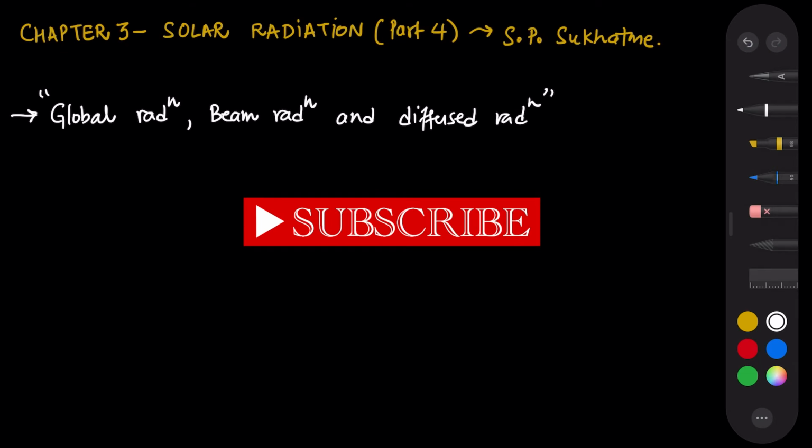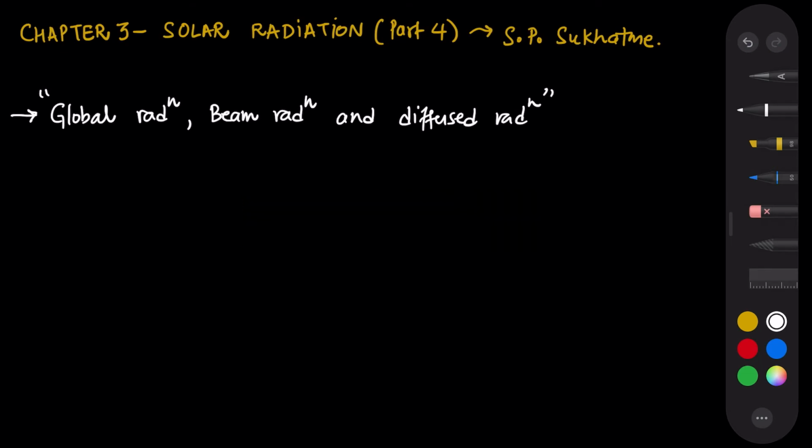So this is part 4 of chapter number 3, solar radiation, of the reference book by S P Sukhatme. In today's lecture, we will study global radiation, beam radiation, and diffuse radiation. What are these three types of radiation? We have already discussed what beam radiation and diffuse radiation are, and the sum of these two radiations is known as global radiation.